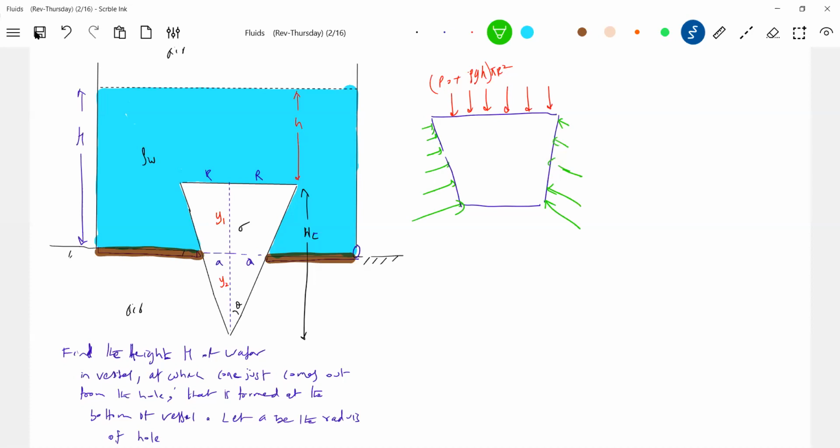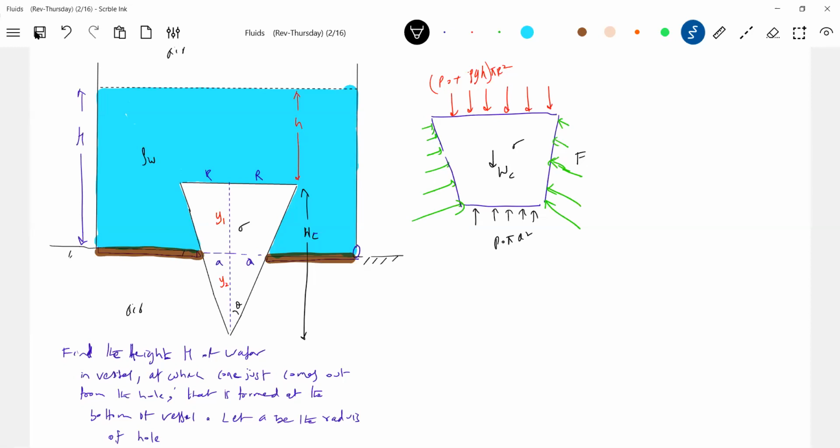If you are able to think this much, the rest is all mathematics. And what is the pressure force exerted by the air? This should be P naught pi a square. So this is the force we should calculate. And the weight of the cone.